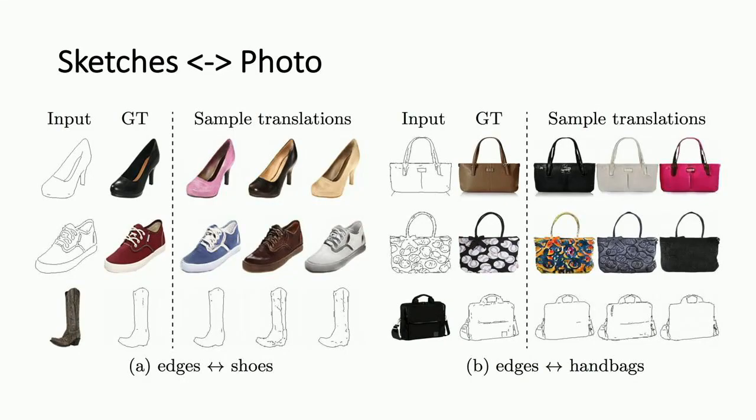Here, I will just show some sample results. Our model can translate a contour to photorealistic shoes. And we can sample shoes with different colors and styles that are different from the ground truth, but they all remain faithful to the original input. We do the same thing for handbags. And we can also translate a shoe back to the contour domain. The diversity is kind of hard to notice, but still, we get different levels of contours, and they all remain faithful to the original input.